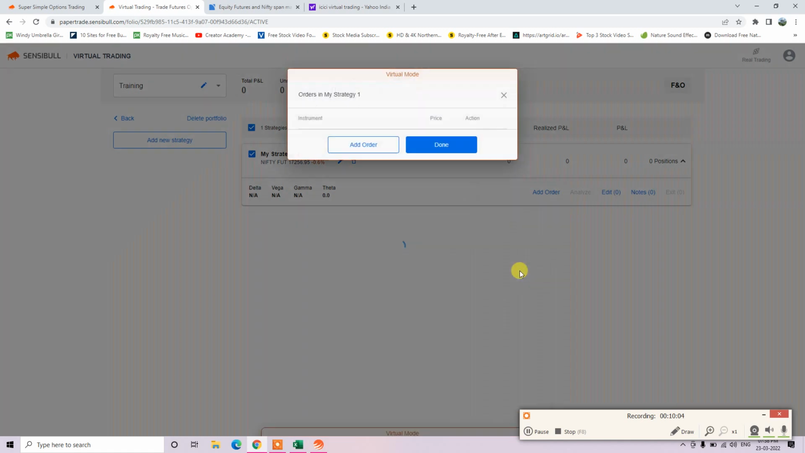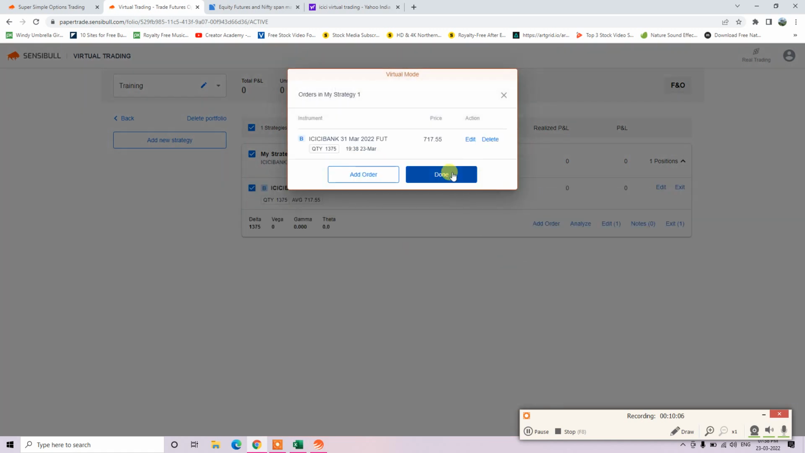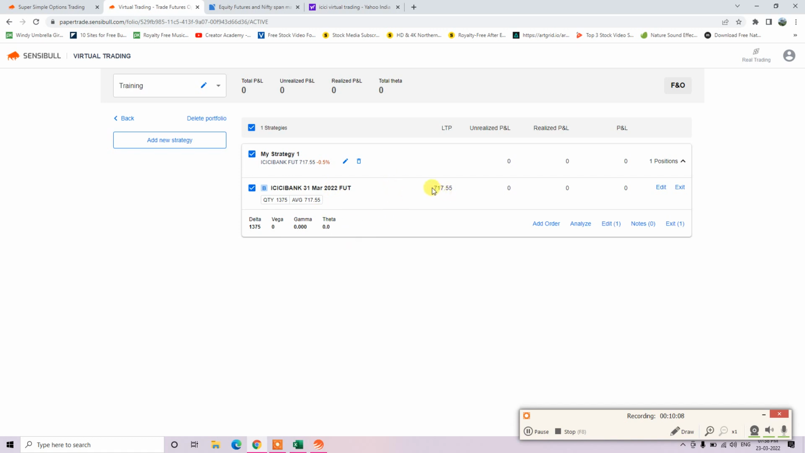Say add. Done. I have added one of the stocks here. So I bought it at 750. Tomorrow, what happens when the market opens? If the stock is moving up, then I can see the profit here, and I can test my strategy, whether my strategy is working or not. I can test here without using any real money.